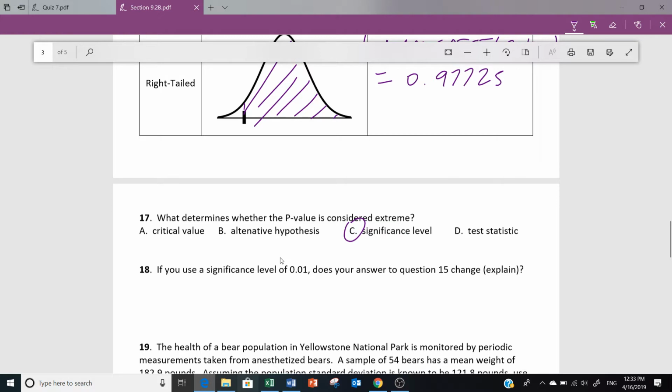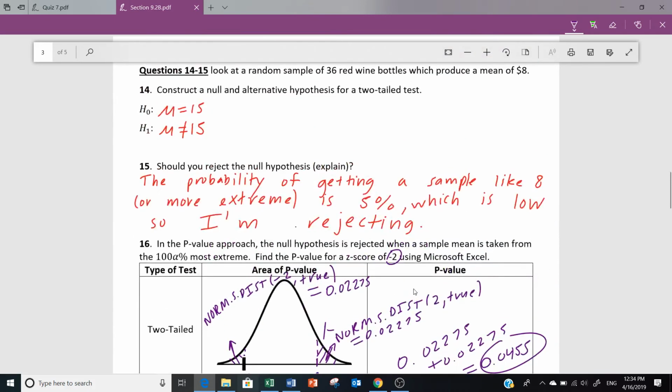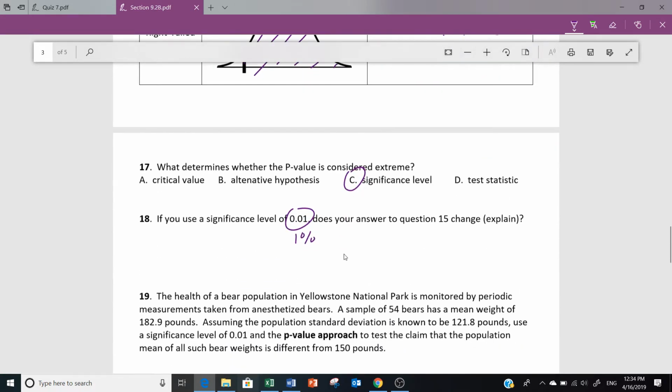So here we're given a significance level of 0.01, or that's 1%. Does your answer to question 15 change? Here we said that getting a sample mean like 8 is 5%, which is low. But is it low enough if you're actually saying the significance level is 1%, meaning only 1% of values are considered extreme? So the significance level is the percentage of values that are extreme. So let's see if we can do question 18. Remember that our p-value was 5% from before.